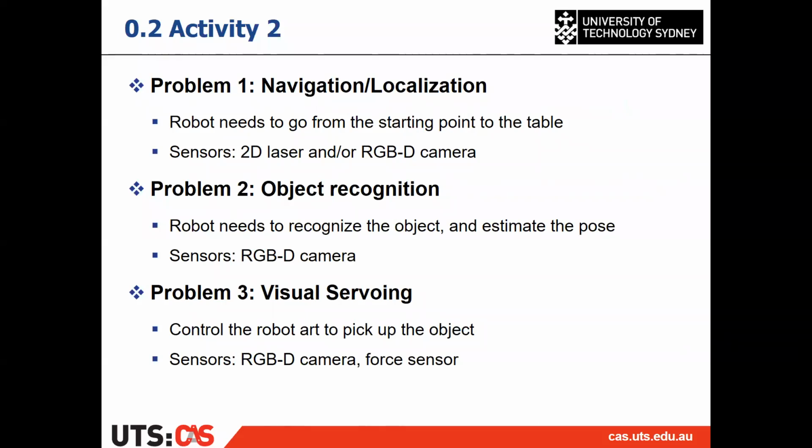So the first problem is about navigation, or what we call the localization of the robot. So the robot starts from an arbitrary location, and it wants to move to the front of the desk autonomously. So we have to do the navigation. And for robot navigation in the 2D case, as I mentioned before, the best way is to use 2D lasers. That's the very reliable way of doing the navigation, so remember that.